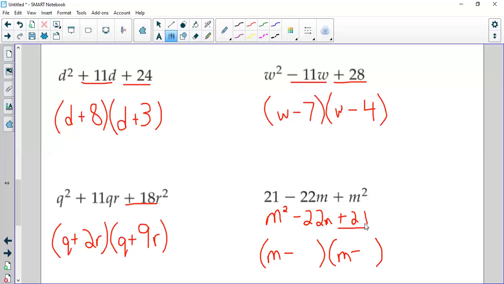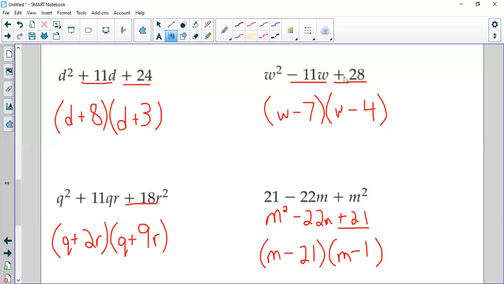It's 3 times 7. Well, 3 plus 7 is only 10. And 21 times 1. Hey, it's 22. So 21 and 1 are my two factors that make negative 22. Negative 21, negative 1 makes negative 22. That's all when the C value is a positive number.